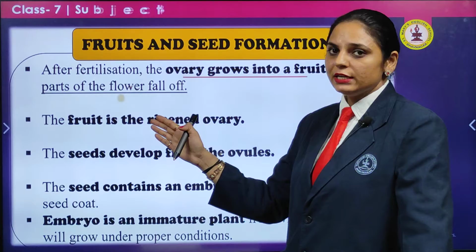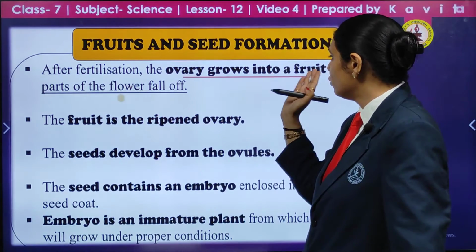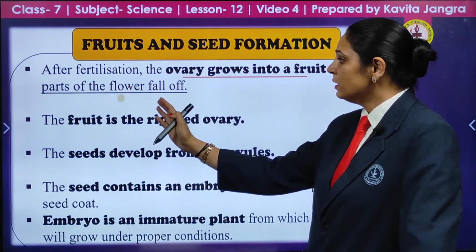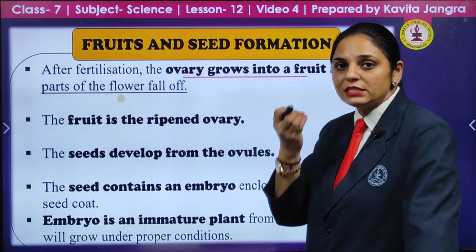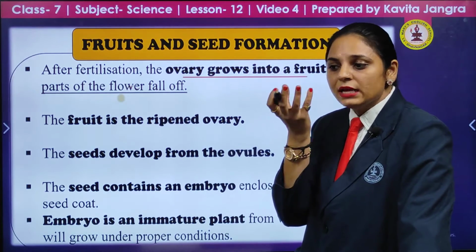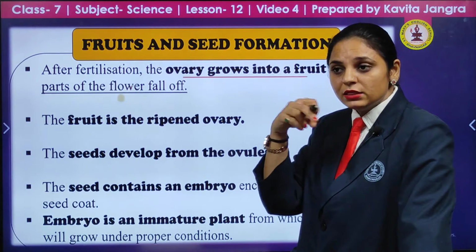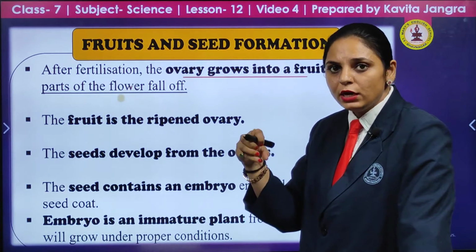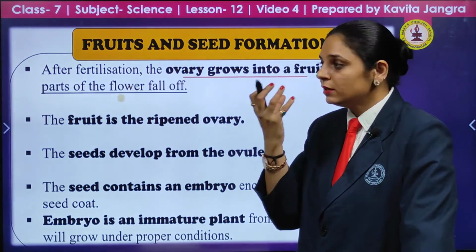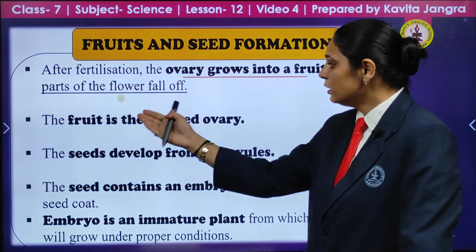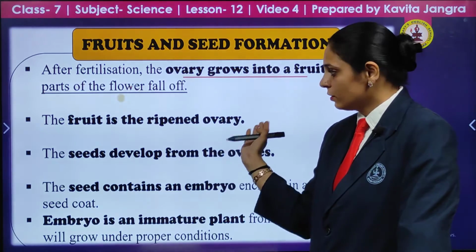Now after the fertilization, what is happening? The ovary will grow into fruit and the ovule and other parts of the flower will fall off. Once the flower has grown and fertilization takes place, the flower parts fall down and the ovary turns into a fruit. Now fruit, that is the ripened ovary.